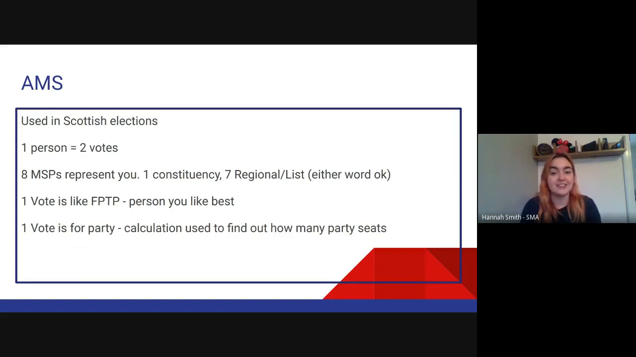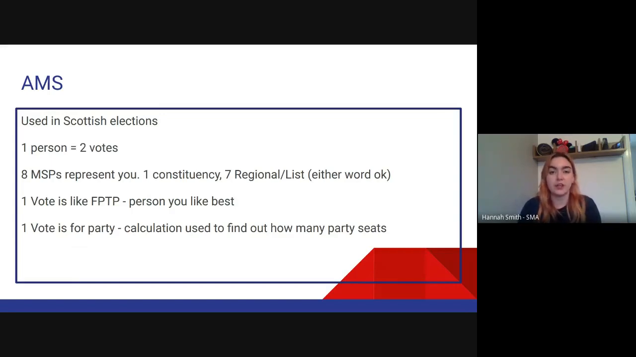You get 1 constituency MSP. So that is very similar to first past the post. You get 1 of those, but you end up with 7 regional or list MSPs. Now I've put here that either word's okay. I will admit I quite often interchange and will say, oh, a regional or a list MSP. It's the same thing, so don't panic.